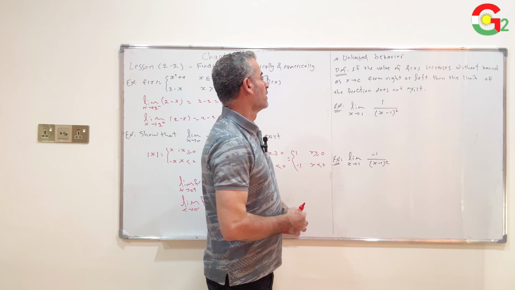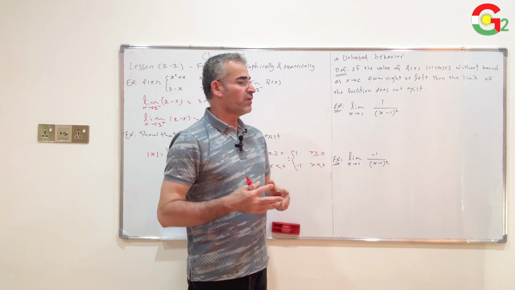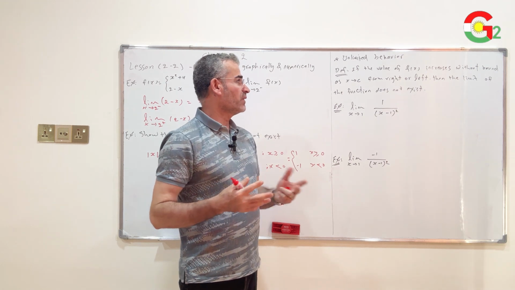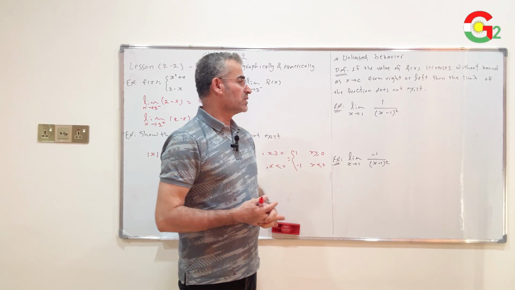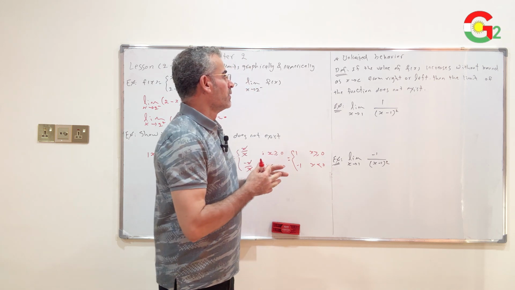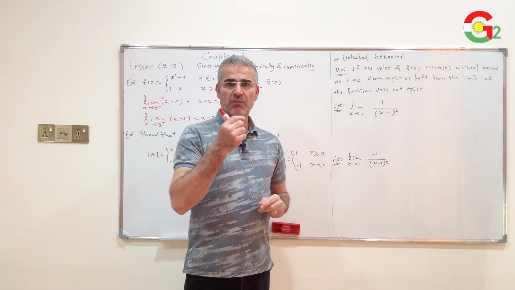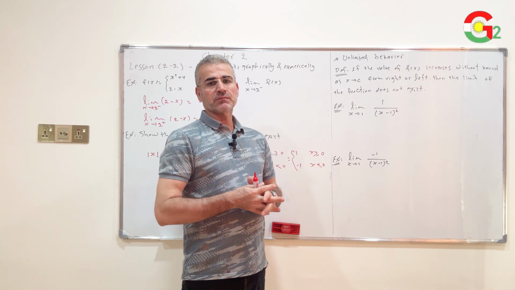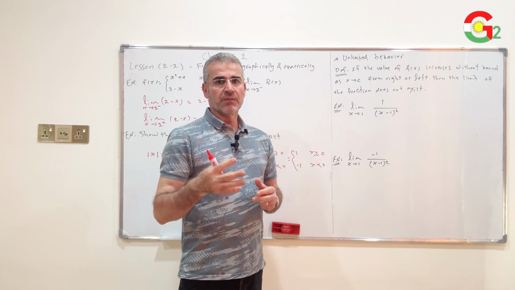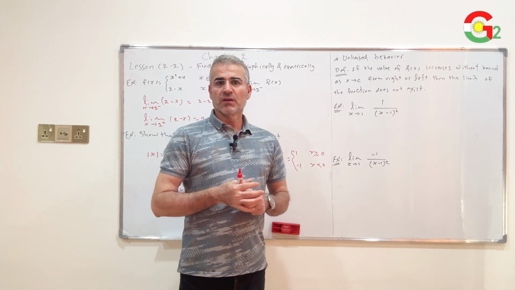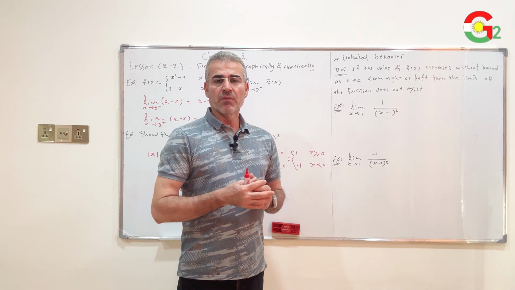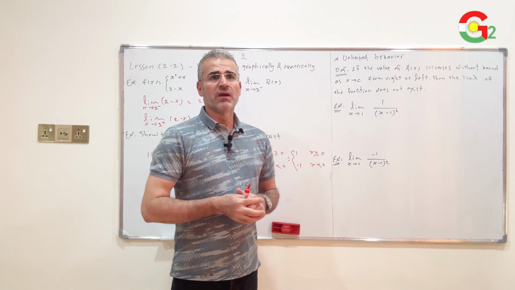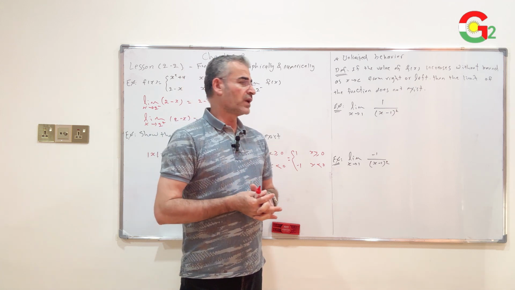Unbounded behavior. Definition: if the value of f of x increases without bound as x approach to a number c from left and right, then the limit of this function does not exist. This case often happens when we have a number divided by 0. If the number is positive, then the function goes to infinity. If the number is negative, a negative number divided by 0, then the behavior of this function goes to negative infinity.